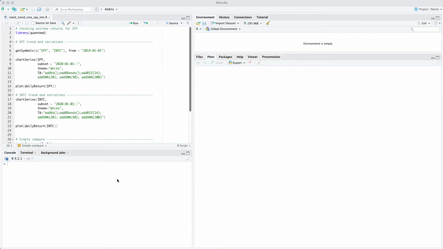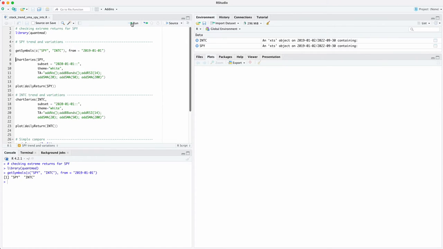Everyone. Today we're going to look at the SPY as well as INTC, the Intel stock. Let's load the library and download the data.